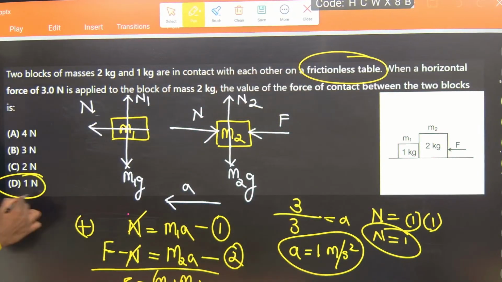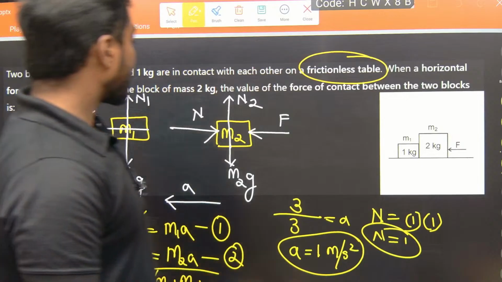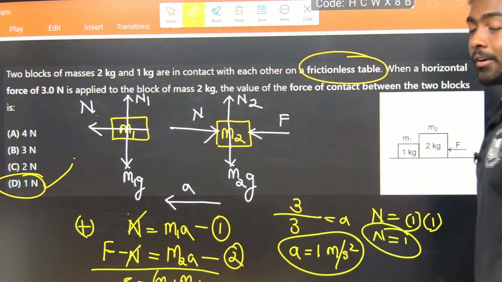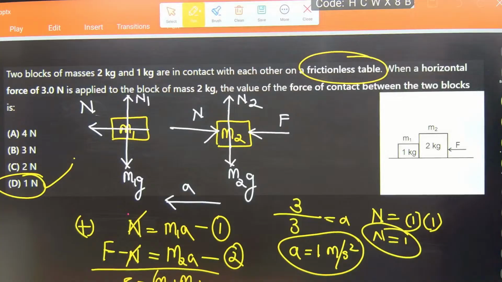Option D is the answer. I hope you got the method that we have used here, right?